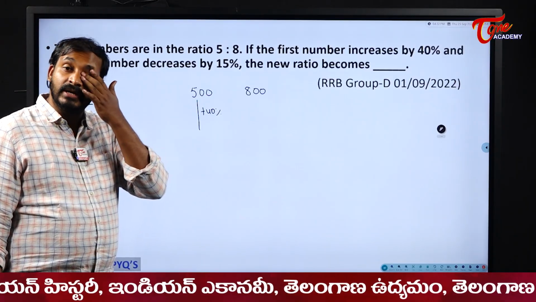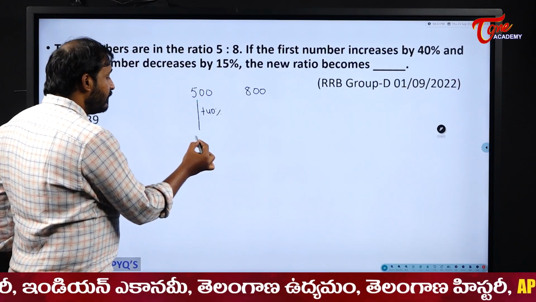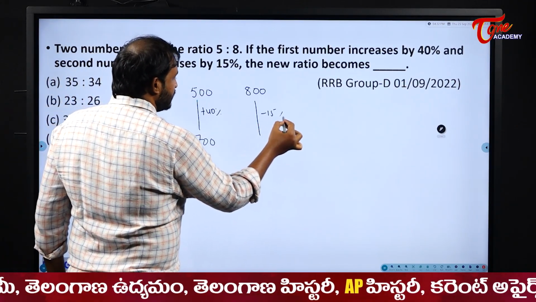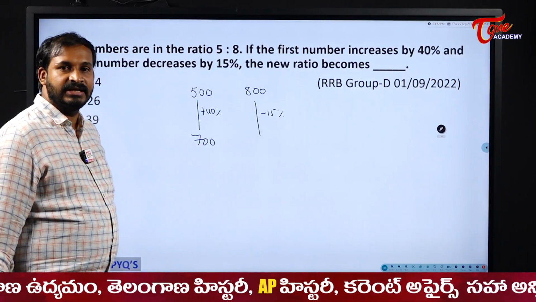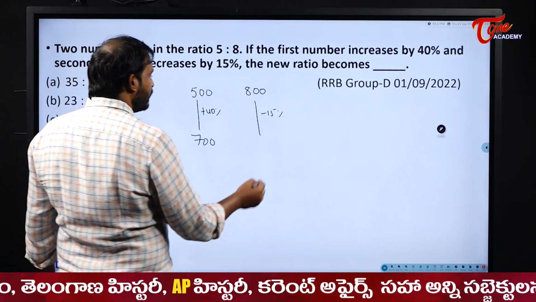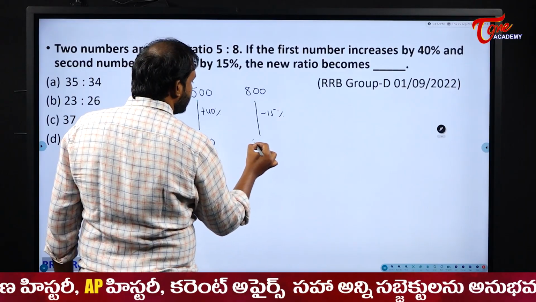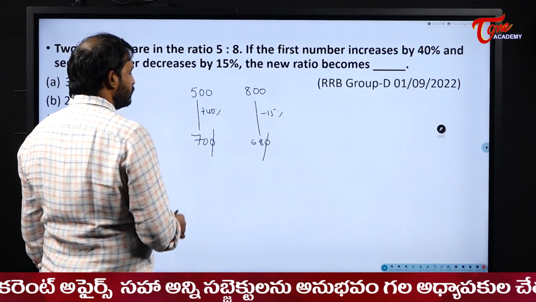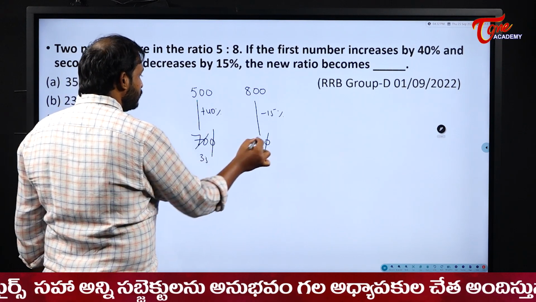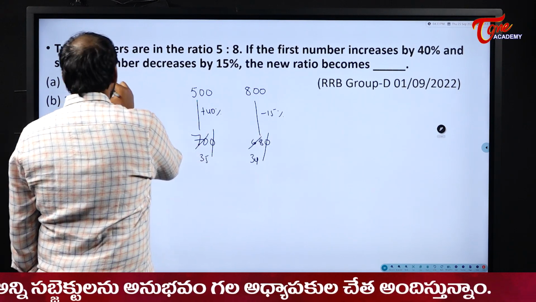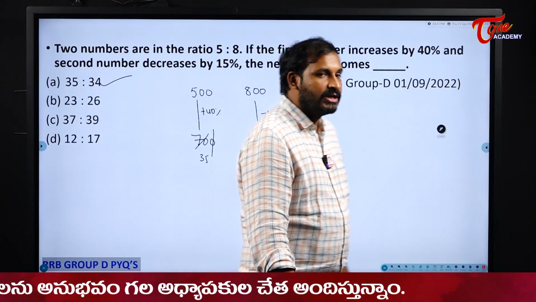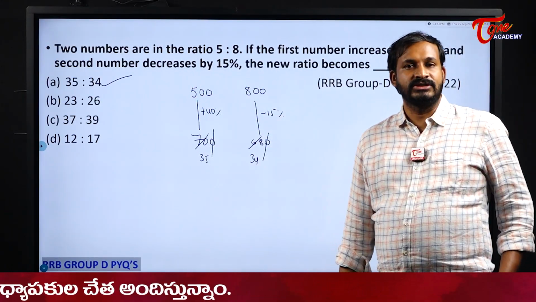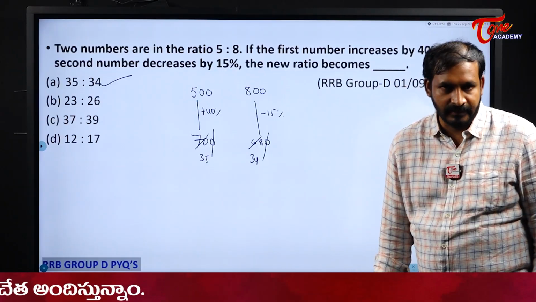The first number increased by 40%. 40% of 500 is 200, so the new value is 700. The second was decreased by 15%. 10% of 800 is 80, so 15% is 120, and 800 minus 120 becomes 680. The new ratio of the numbers will be 35:34. 35:34 will be the new ratio between the given two numbers.